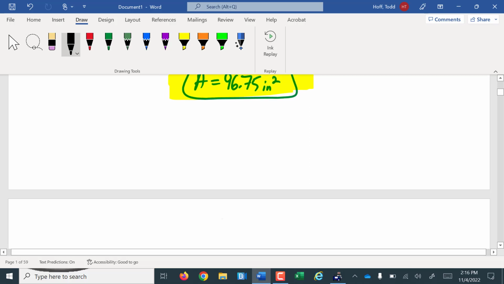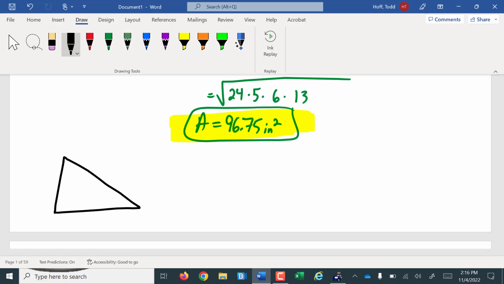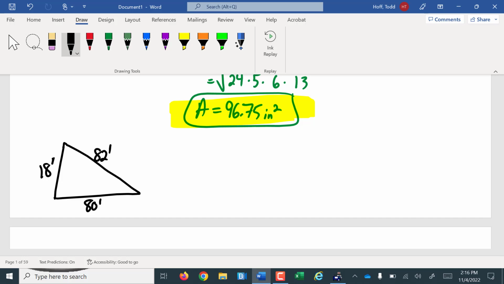So I'm going to have you guys try one on your own. Somebody give me a number between 7 and 20. 18. So we'll start off with 18 feet. Find the area of that triangle for me using Hero's formula.